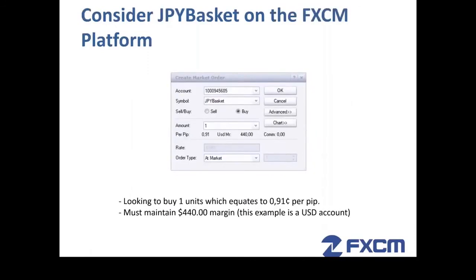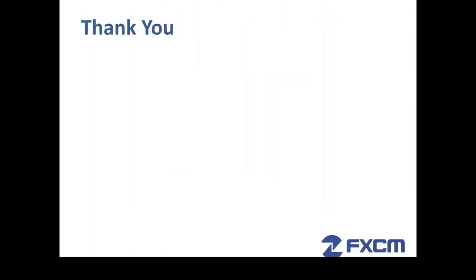Now, if one is looking to trade the Japanese yen basket on the FXCM platform, in this example, the trader is looking to buy 1 unit, and it is equating to a 91 US cents movement per pip. Okay, but you could also see that the trader needs to maintain a $440 margin to keep the trade running. And this is, of course, if the account is held in a US dollar account.